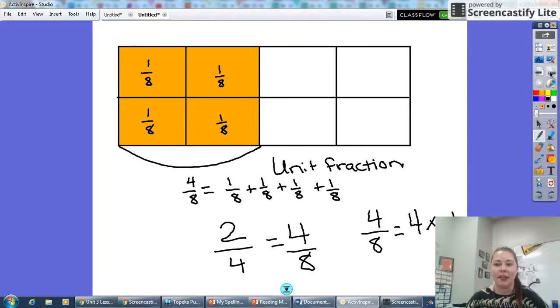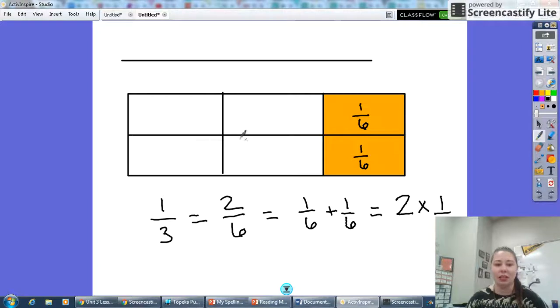Okay. And then I did the same thing. I started with thirds and I changed them to sixths. So 1/3 is equal to 2/6. And we can write that as 1/6 plus 1/6 or 2 times 1/6.